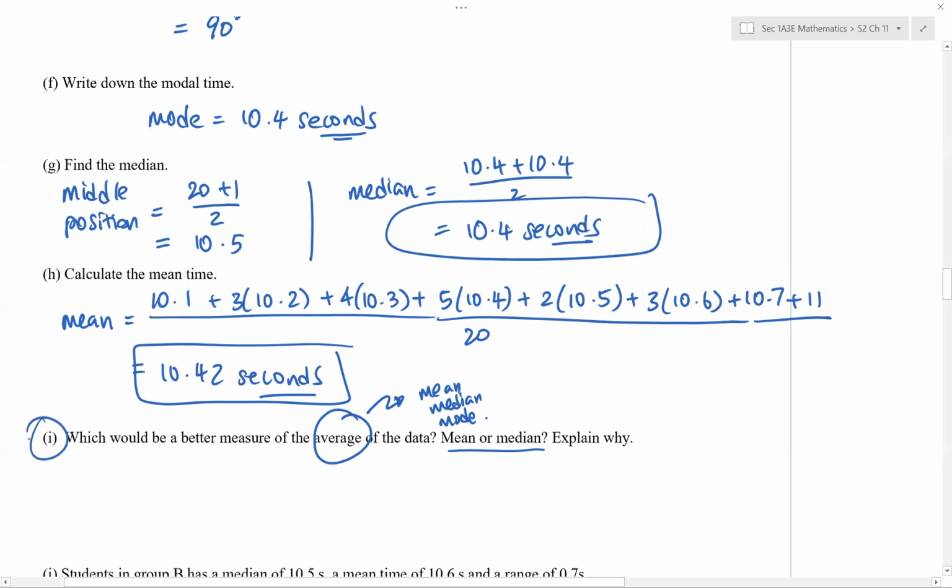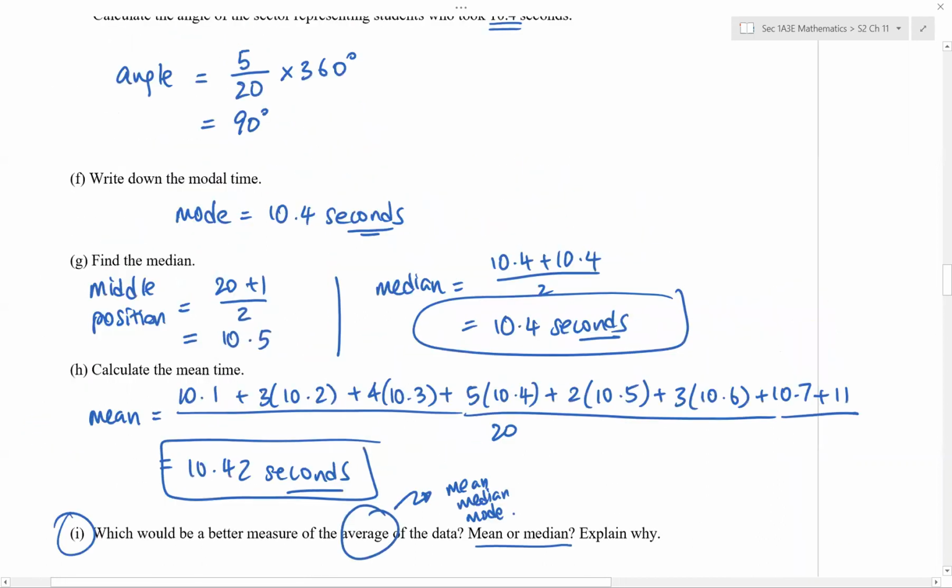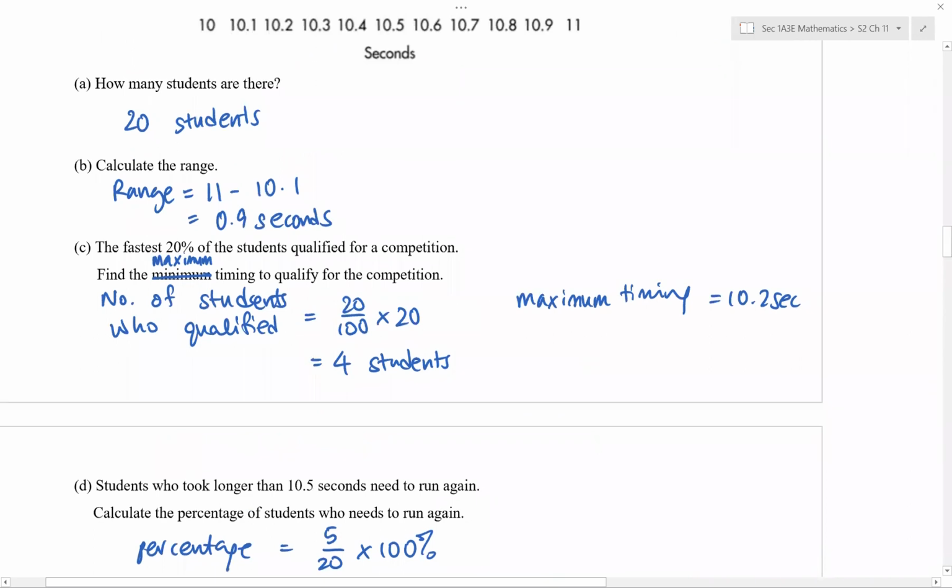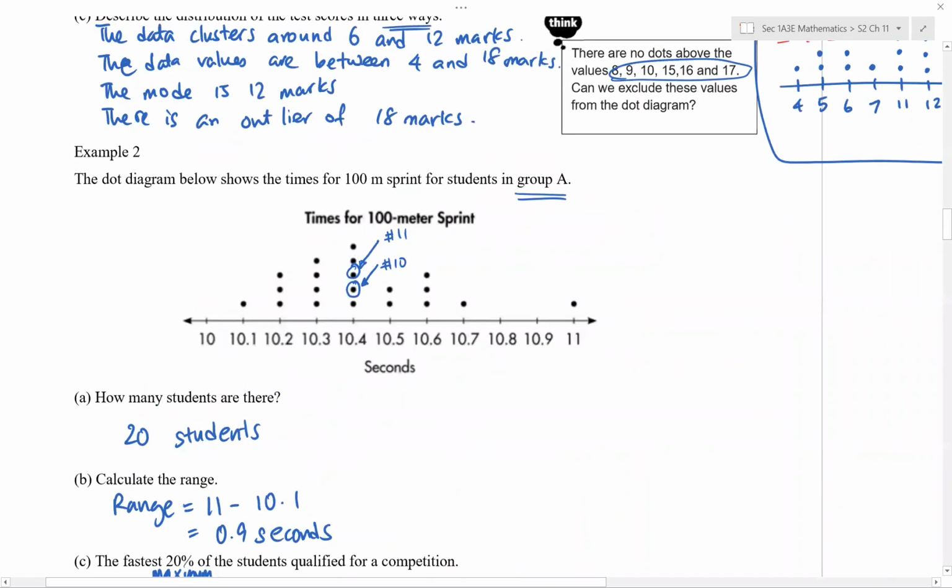So to answer our part I, which one is a better measure? We always take a look at the diagram again. Are there any outliers? So yes, turns out 11 seconds is an outlier. It is considerably far away from the rest. It deviates from the rest. We see that the data all clustered around 10.4 seconds, but this 11 over here, there's a gap. All right, so this is an outlier.